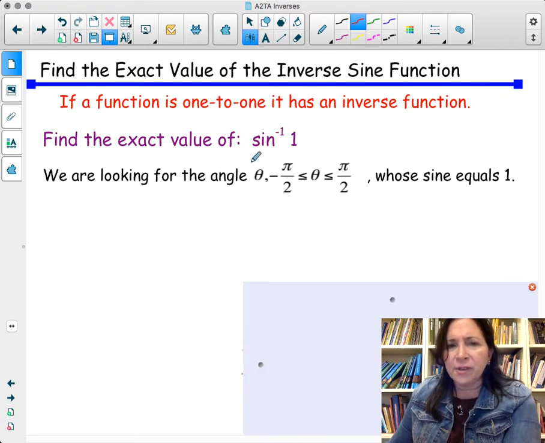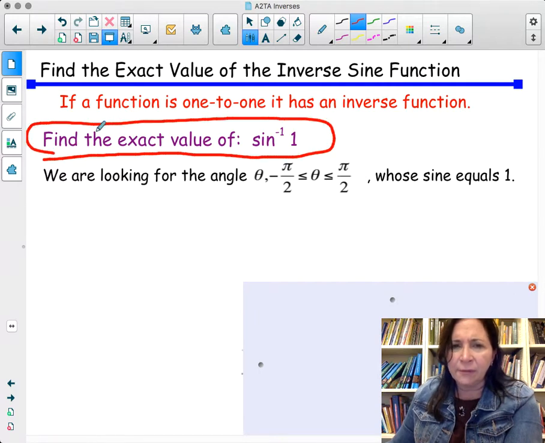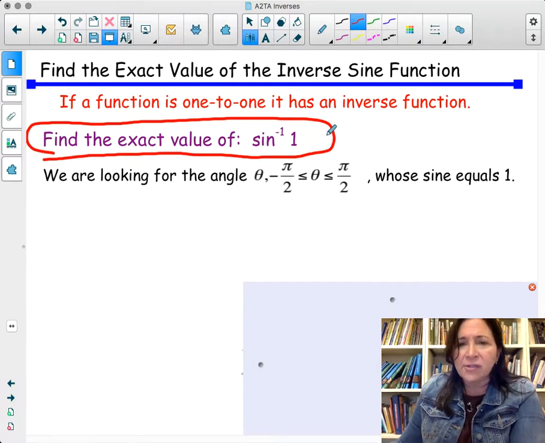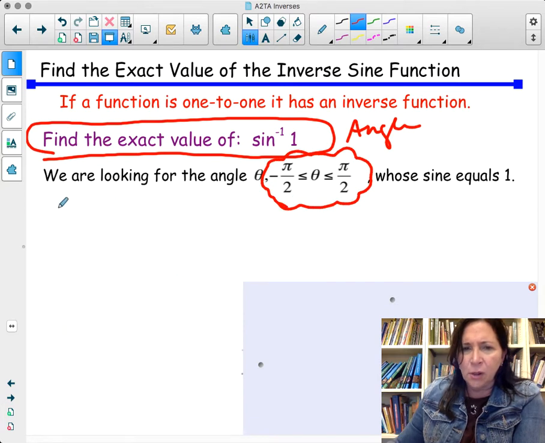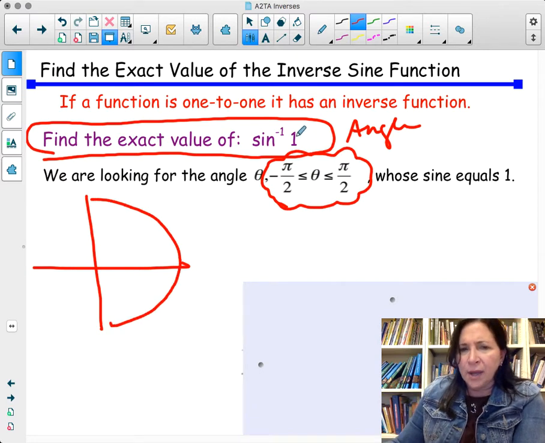So we're starting off with this example. The example says, find the exact value of arc sine of 1. Where is sine 1? That's asking me for an angle. Now remember, we're looking for a restricted domain for our angle. Our angle has to be in this quadrant or this quadrant. For sine to be 1, it's not going to be one of these angles. It's going to be on the axis.